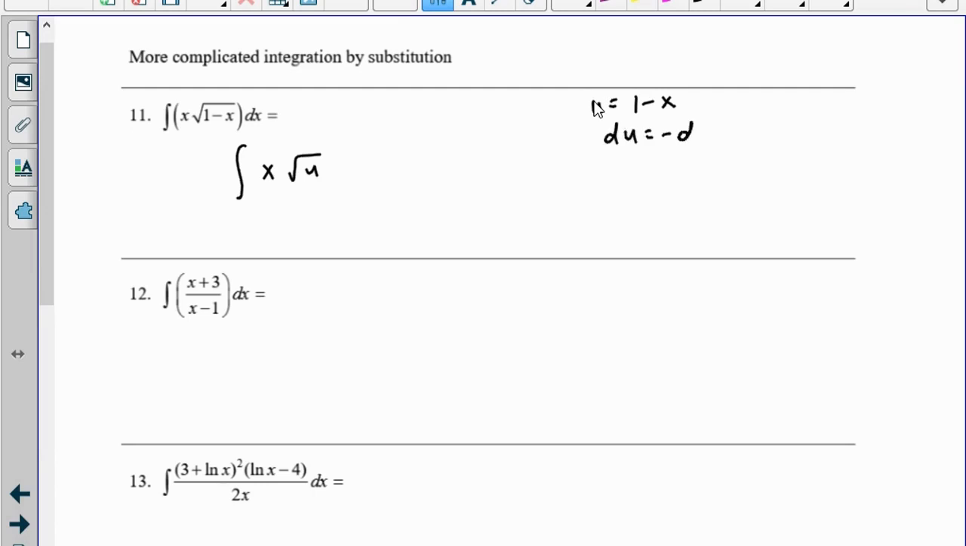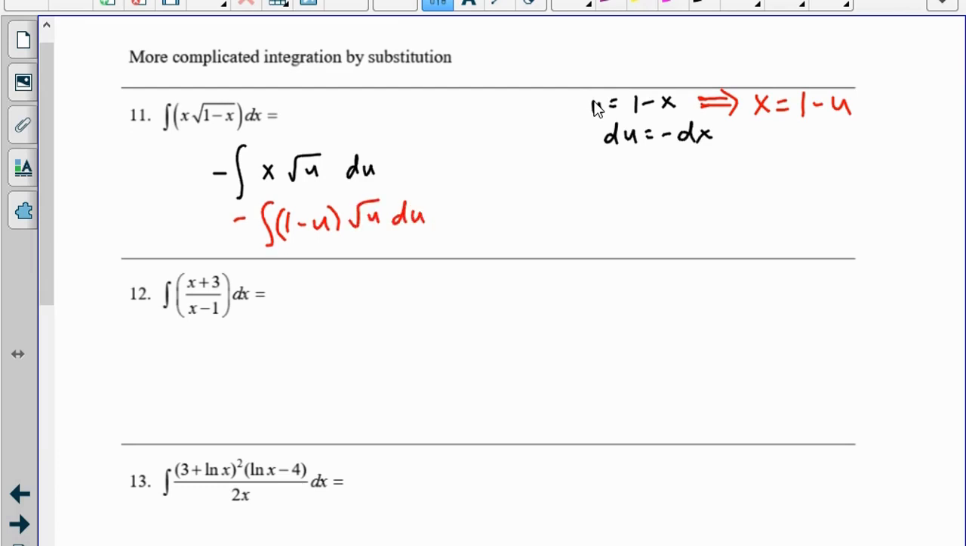So if I have du equals negative dx, basically what ends up happening is this dx gets replaced by a negative du, so I have negative the integral of x root u du. I can't integrate with an x and a u in the same problem. However, if I notice that u equals 1 minus x, I can rearrange things to make x equal 1 minus u by adding x and subtracting u from both sides. What I end up with is being able to substitute 1 minus u in where x was.